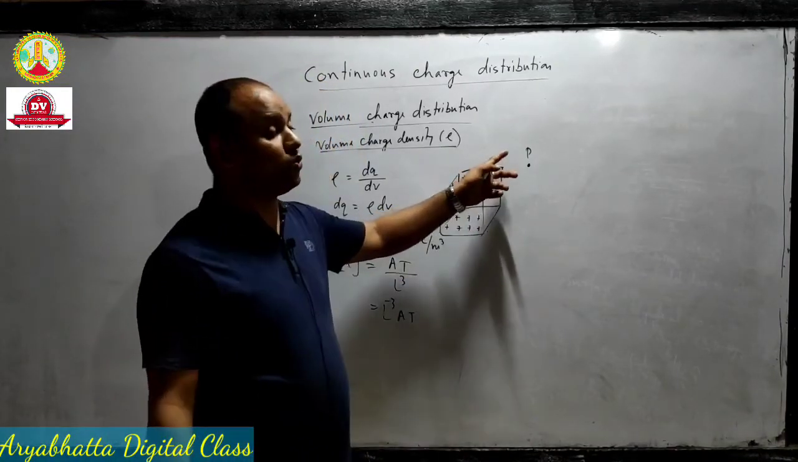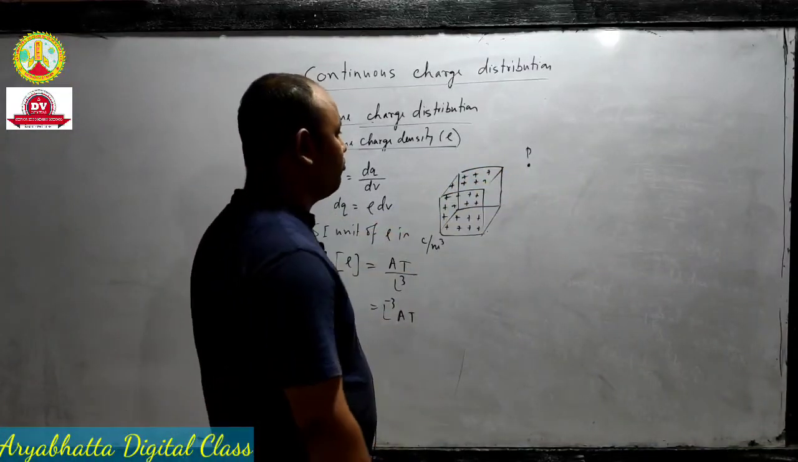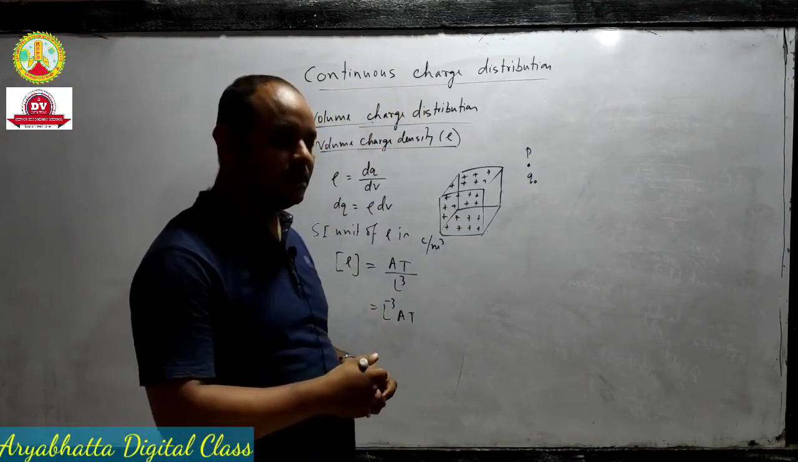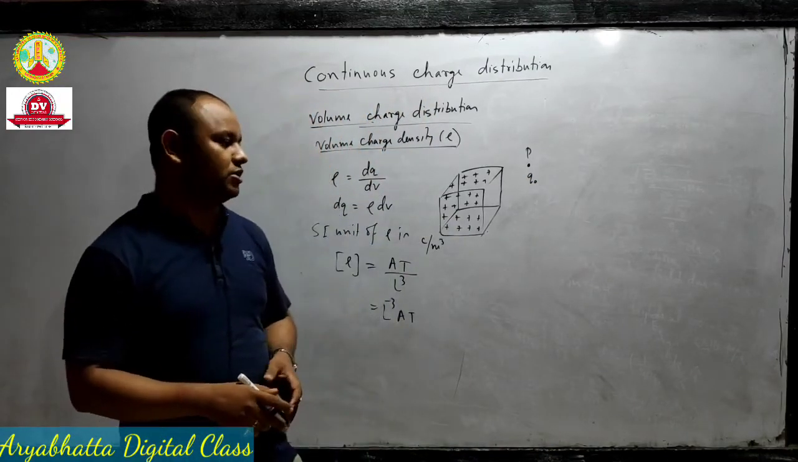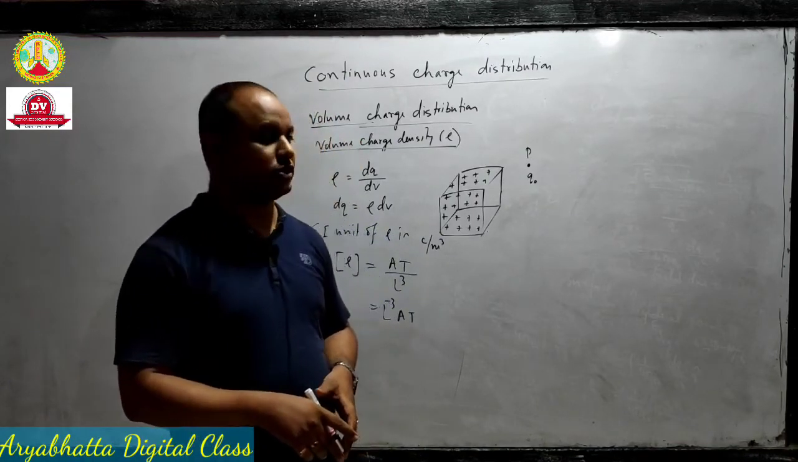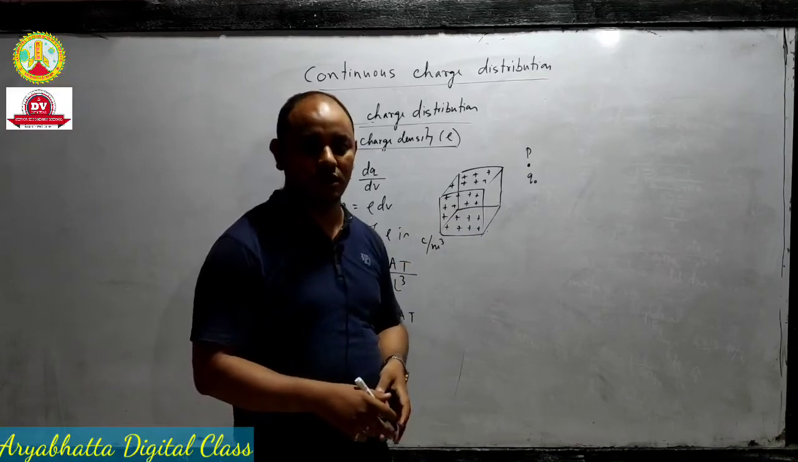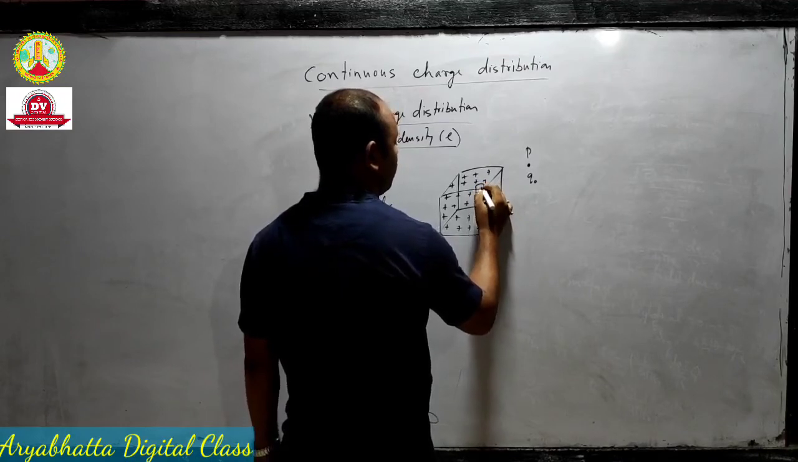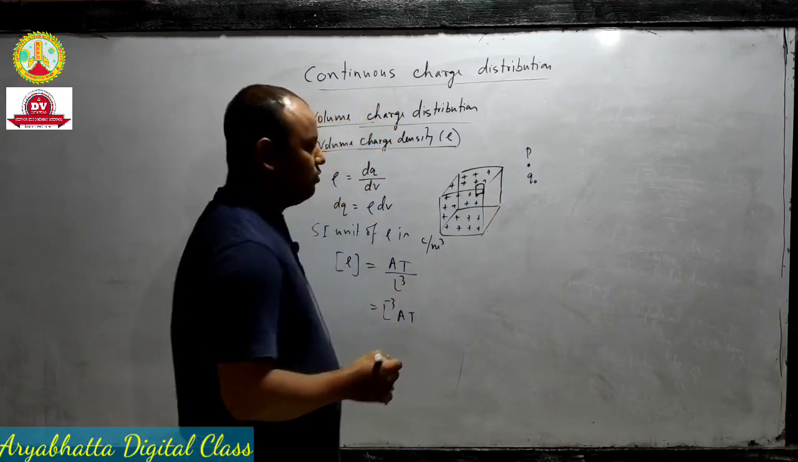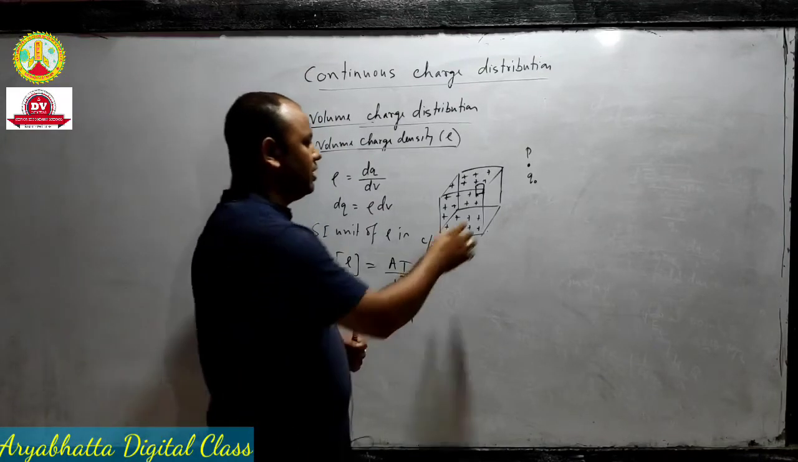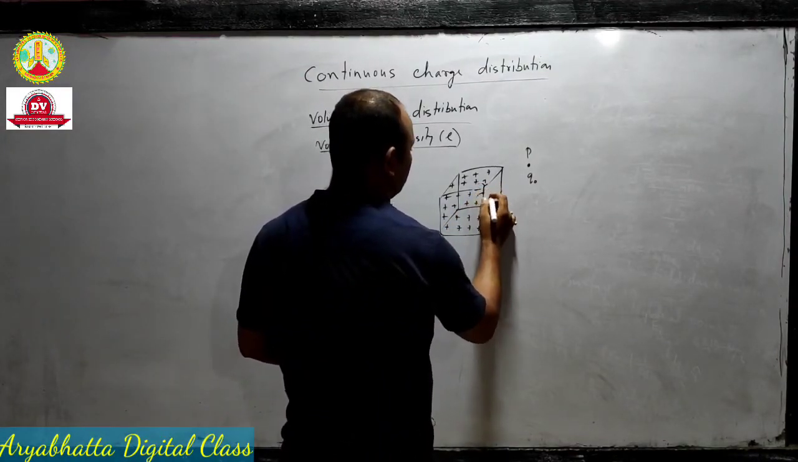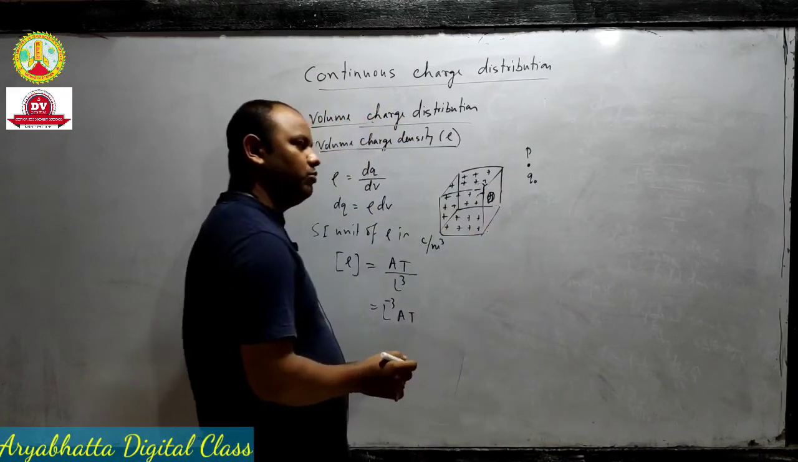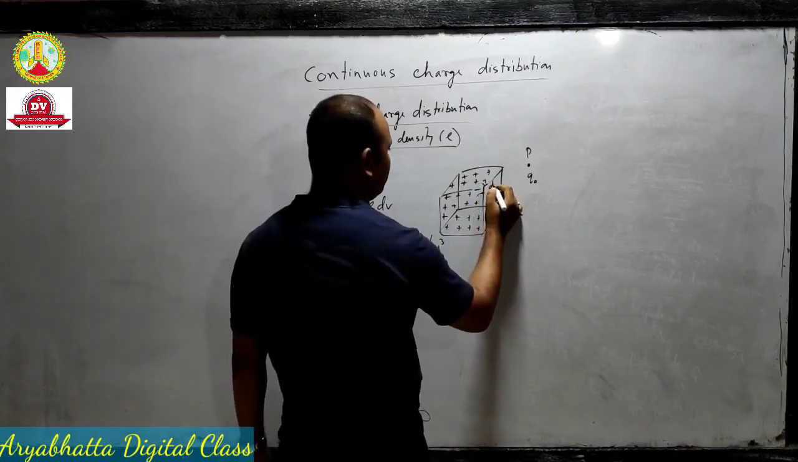Here we are going to calculate the electric field at point P. For this we have to consider a test charge at point P. We know that electric field means the force acting upon a test charge. So we have considered a test charge. For this we have to consider a small volume element inside the cube, and suppose its volume is dV.